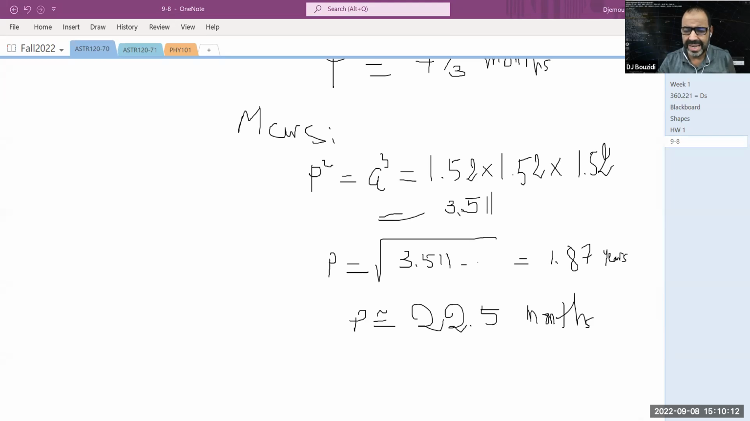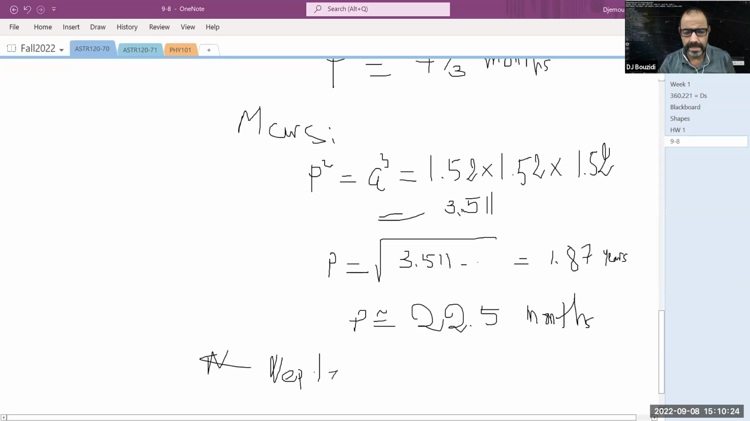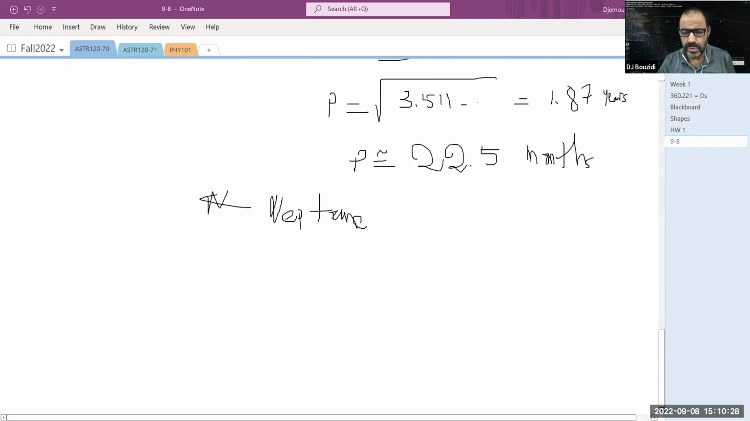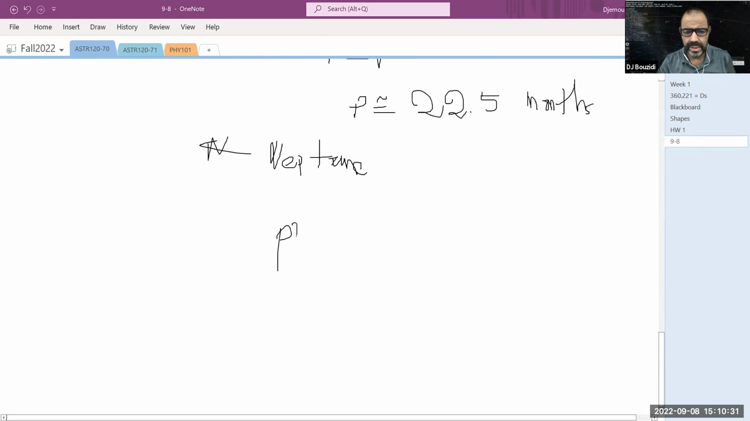So let's take another object. I'm going to take an object that is far away, at least that's not part of the data that we had last time, and that is Neptune. This is the furthest planet. For Neptune, a is 30.1. So p squared is equal to a cubed, and that is 30.1 times 30.1 times 30.1.